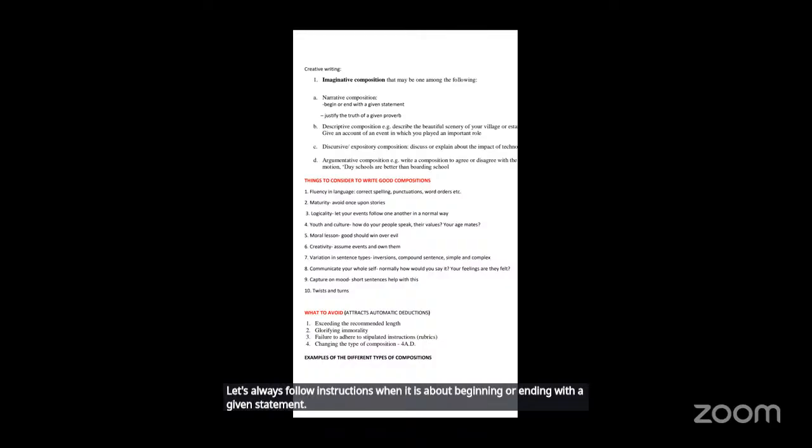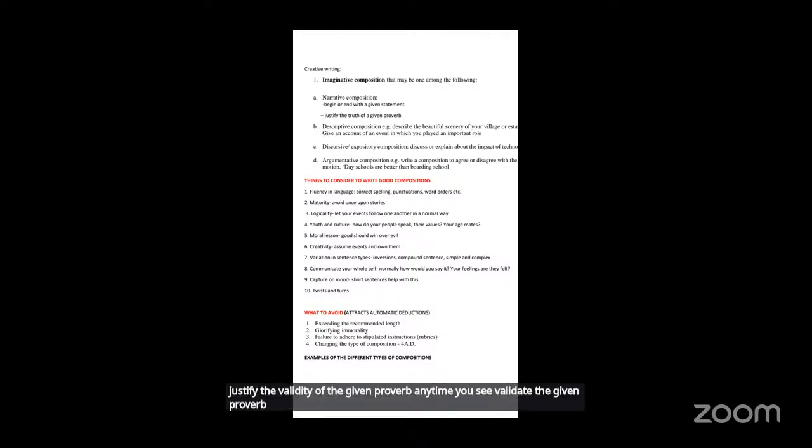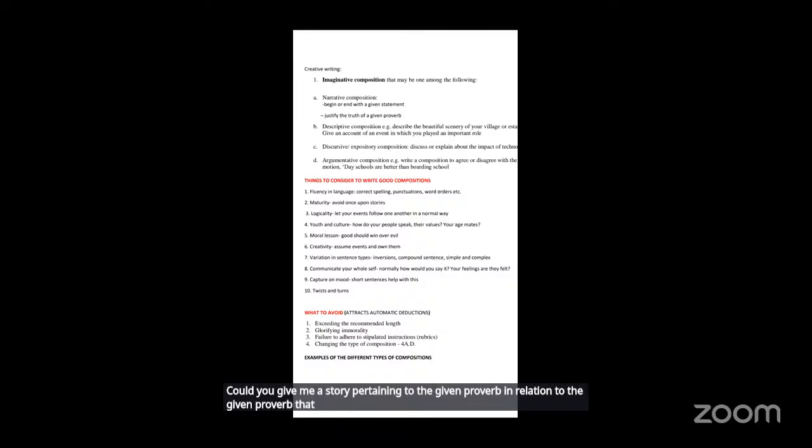Another way we can present the narrative composition to our students is by asking them to justify a given proverb. All that glitters is not gold. Justify the validity of the given proverb. Anytime you see validate the given proverb, justify the given proverb, I'm actually asking you, could you give me a story pertaining to the given proverb, in relation to the given proverb? That becomes a narrative composition.